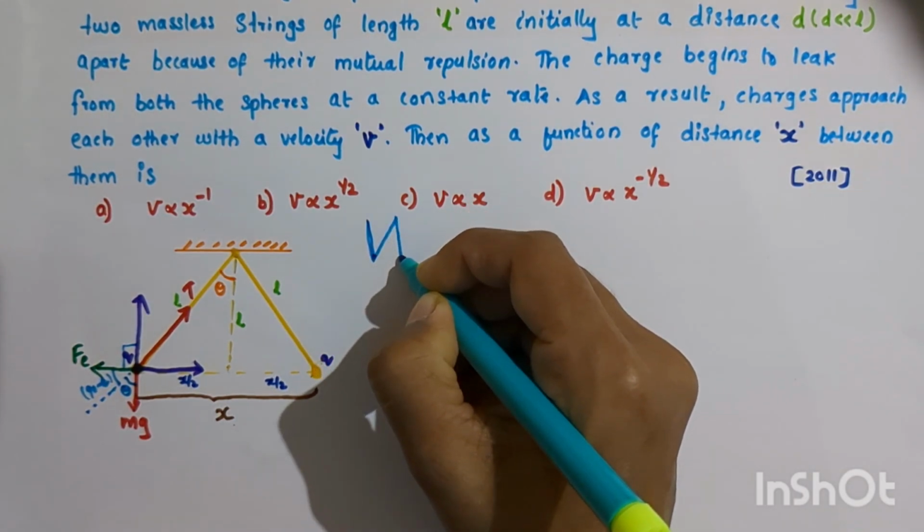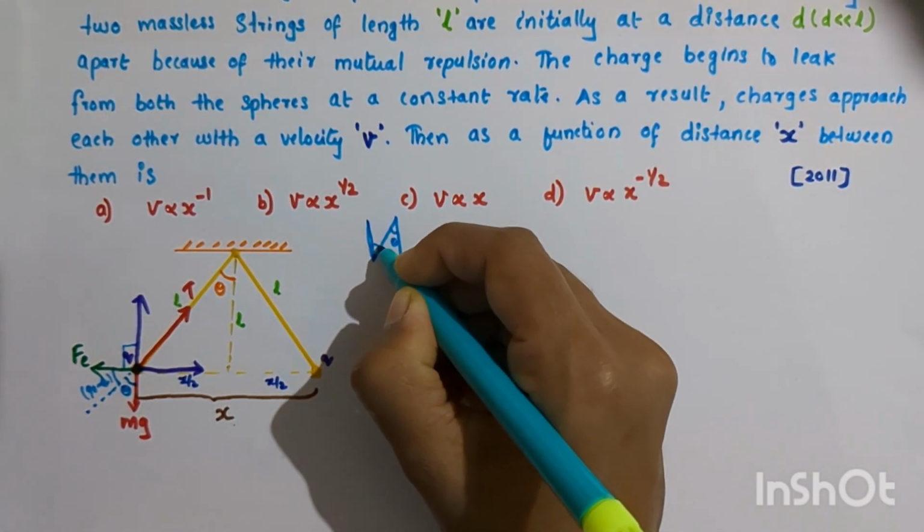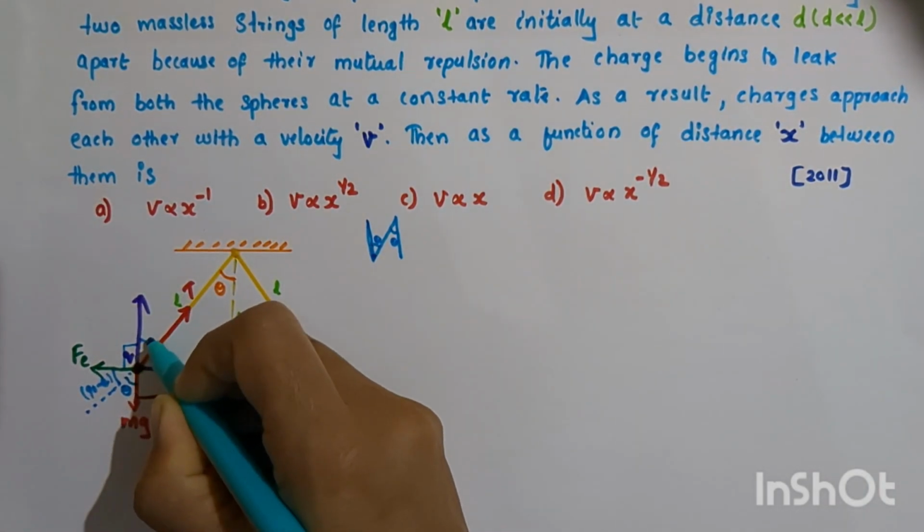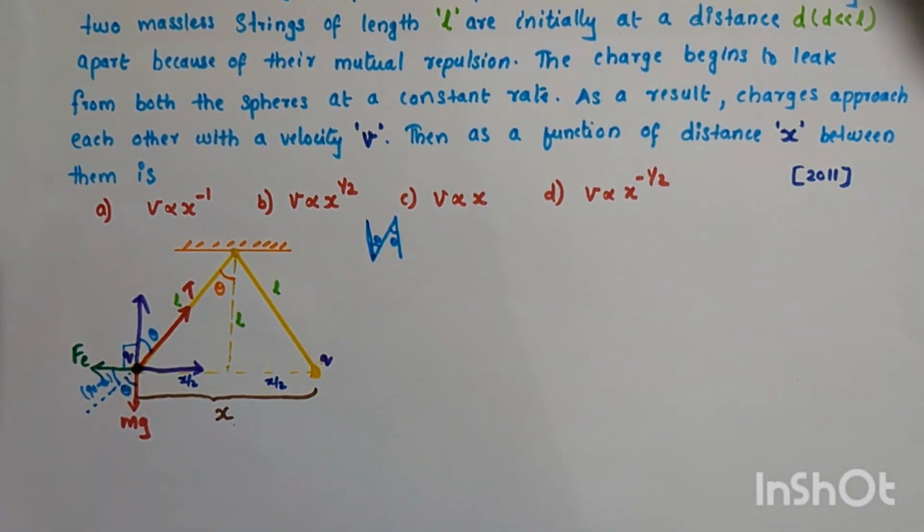Something like z. If this angle is theta, this also will be theta. Similarly, if this angle is theta, this angle also will be theta.